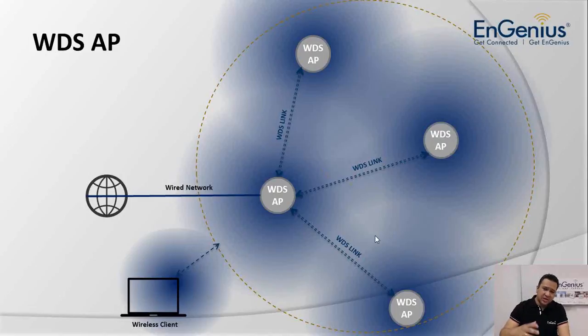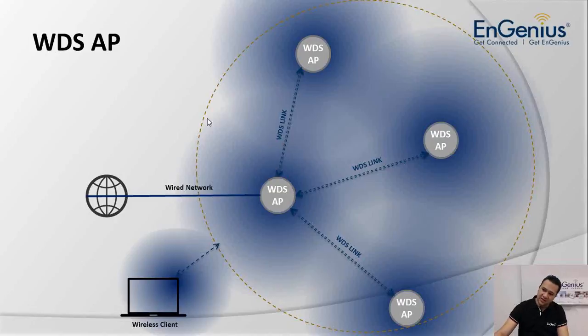In WDS AP mode, one access point can only establish a maximum of 4 WDS links. A WDS link is a combination of access point 1 linked to access point 2, and access point 2 linked back to access point 1. That is one WDS link if you're talking about WDS AP. In total, one WDS AP can make 4 links.